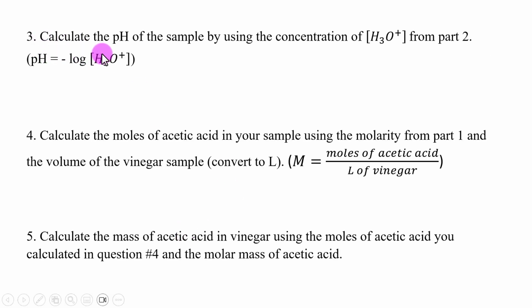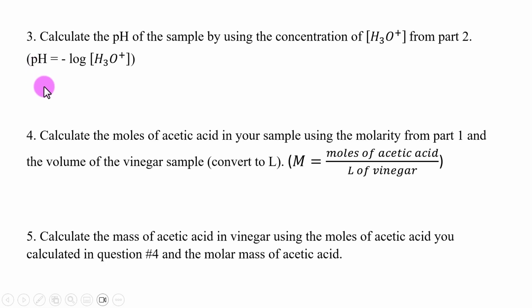Part 3, calculate the pH of the sample by using the concentration of H3O+ from part 2. We solved, or you're going to solve, for the H3O+ concentration in part 2. Then you take that concentration and you take the minus log of the concentration of H3O+ in your calculators to give the pH.